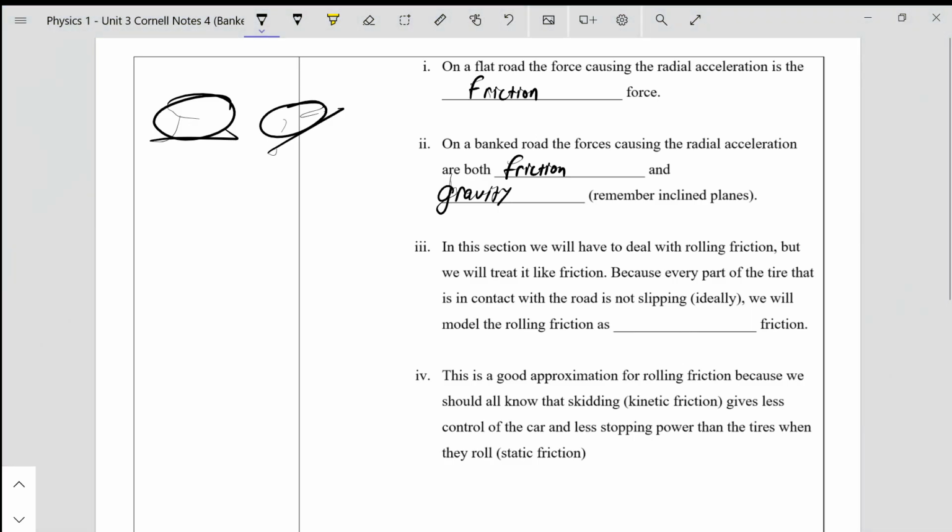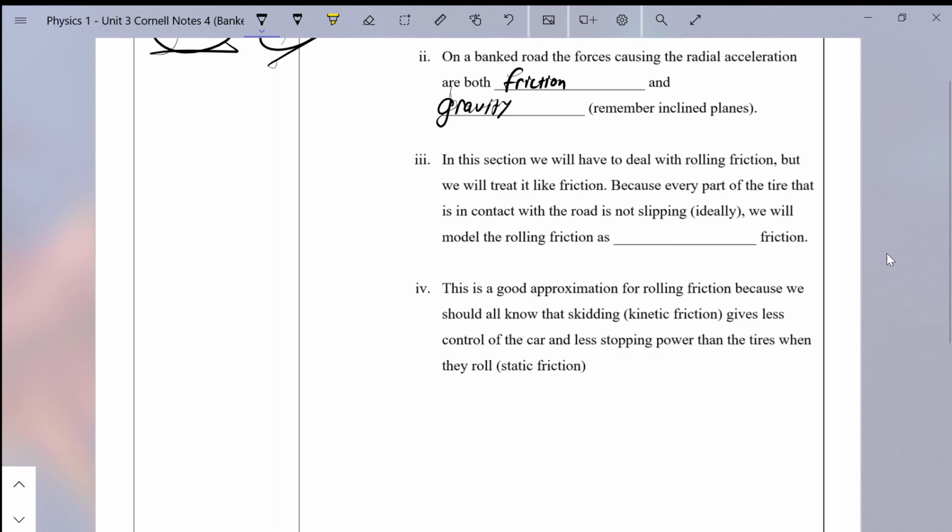In this section, we will have to deal with rolling friction, but we will treat it just like a normal friction force. Every part of that tire that is in contact with the road is not slipping. Well, that's the ideal situation, that it will not slip. Obviously, if we have ice or something, that changes it. But for our analysis purposes, it won't slip.